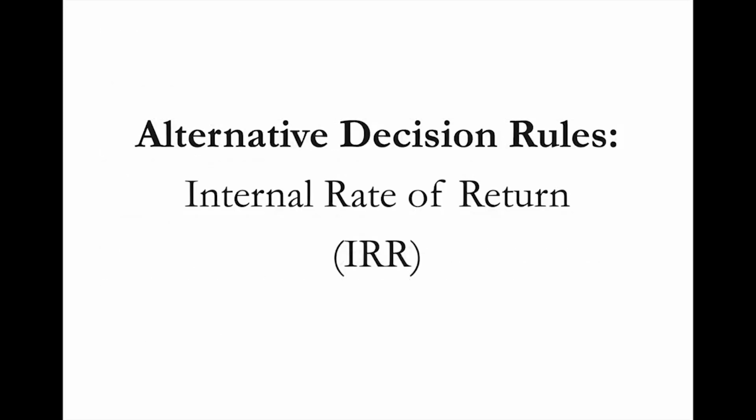Now we turn to the internal rate of return, and we discussed the internal rate of return previously when we were looking at the net present value rule, or more specifically when we were looking at the NPV profile. And so recall that this internal rate of return is the rate, the interest rate, that makes the NPV equal to 0.